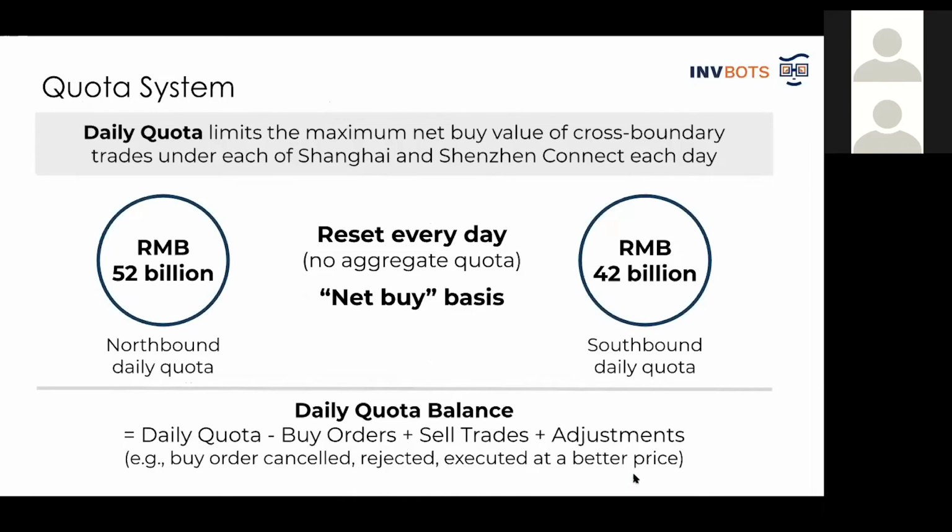And then there is actually a quota system. It limits the maximum net buy value of cross-boundary trades under each of the Shanghai and Shenzhen Stock Connect each day. The northbound daily quota is 52 billion RMB, and the southbound daily quota is limited to 42 billion, set every day on a net buy basis. The daily quota balance is calculated as the daily quota minus buy orders plus the sell trades plus the adjustment.